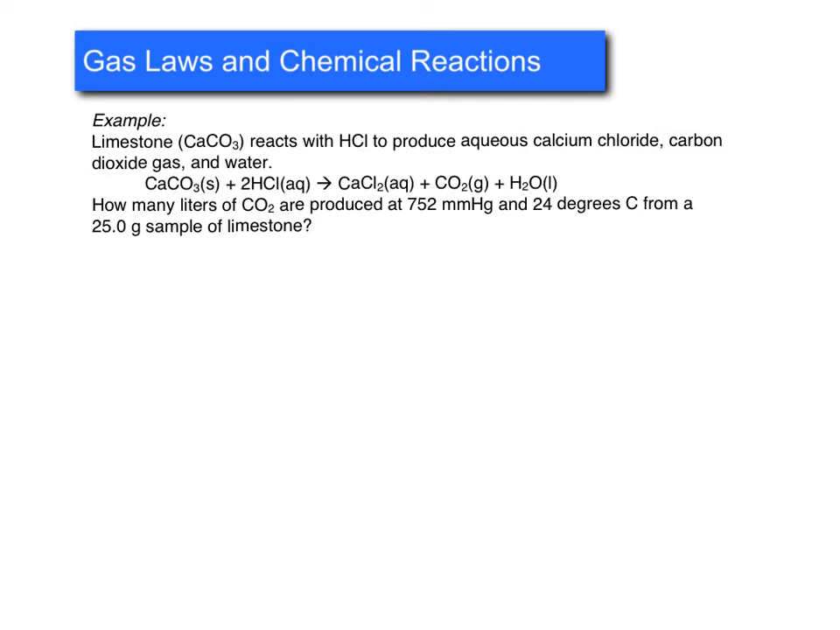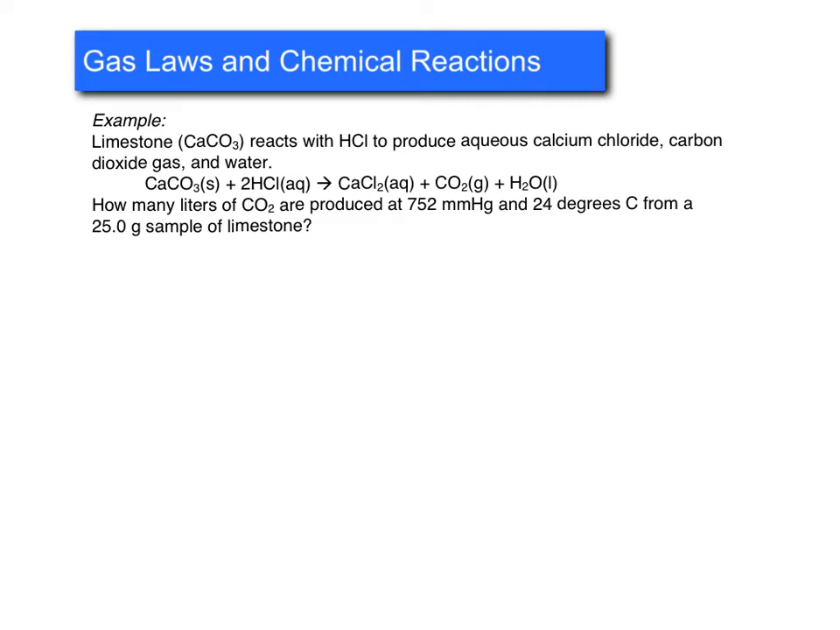Okay, so this first example is limestone, which is calcium carbonate, reacts with hydrochloric acid to produce aqueous calcium chloride, carbon dioxide gas, and water. The balanced equation is there. It asks how many liters of CO2 are produced at 752 millimeters of mercury and 24 degrees Celsius from a 25.0 gram sample of limestone. In this particular problem, we are looking for liters of CO2. So that will be our unknown.